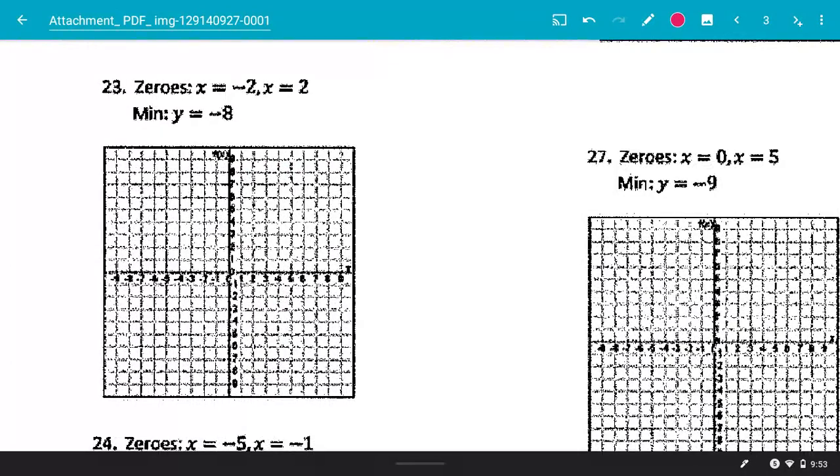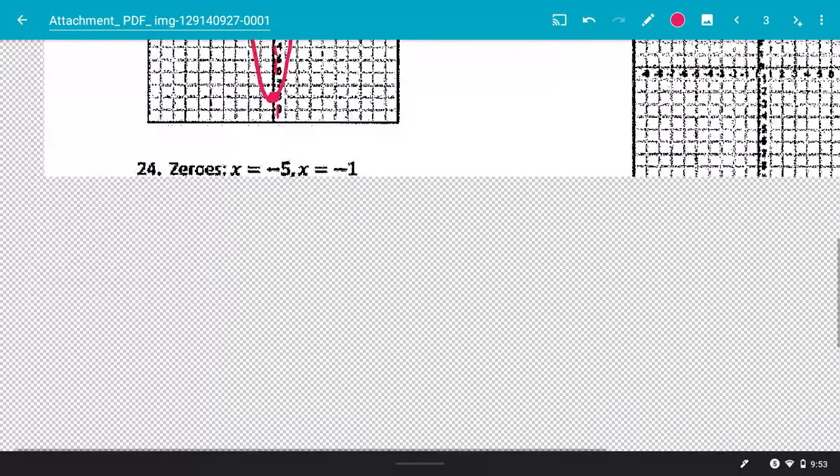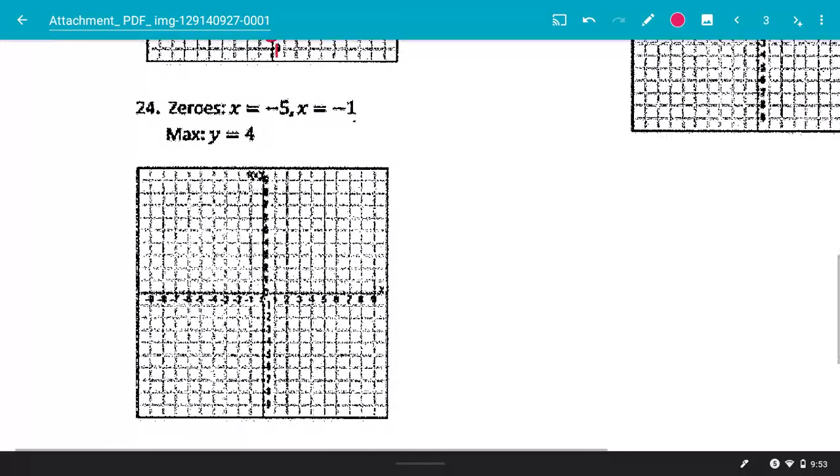So looking at number 23, I have x-intercepts or zeros at negative 2 and 2. So immediately in the middle between those is the y-axis. It has a minimum of negative 8, which would mean that it's going to open upward, right? And that would be way down here, negative 8. And there is my parabola. That's even easier than the others, isn't it?